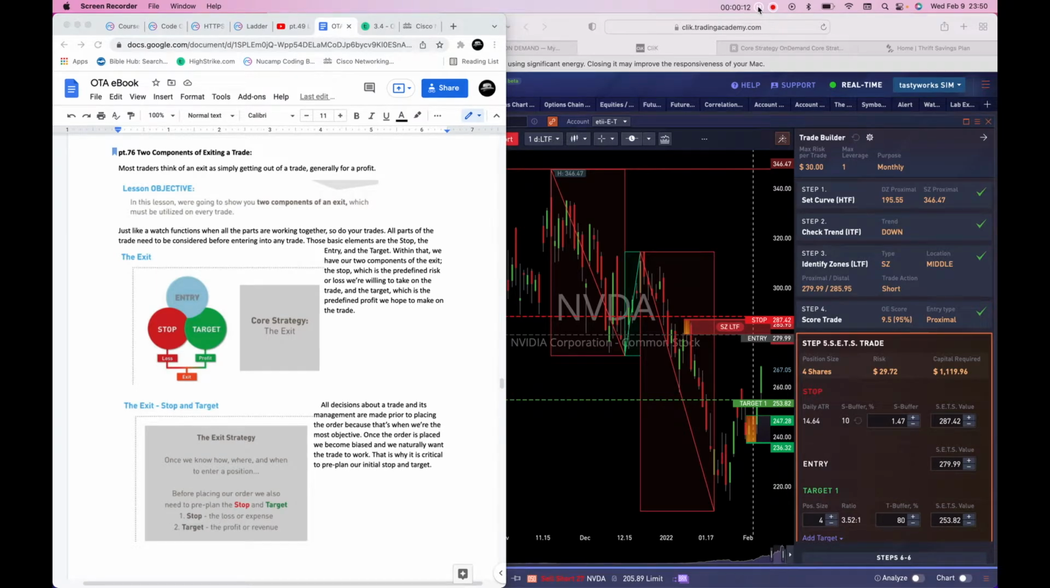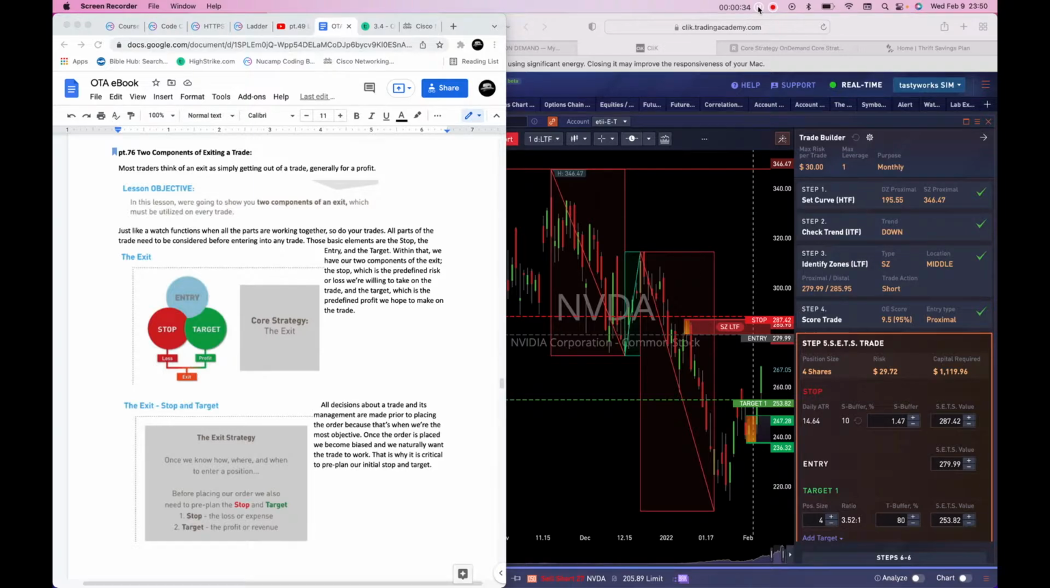Most traders think of an exit as simply getting out of a trade and generally for a profit. In this lesson, we're going to show you two components of an exit, which must be utilized on every trade.